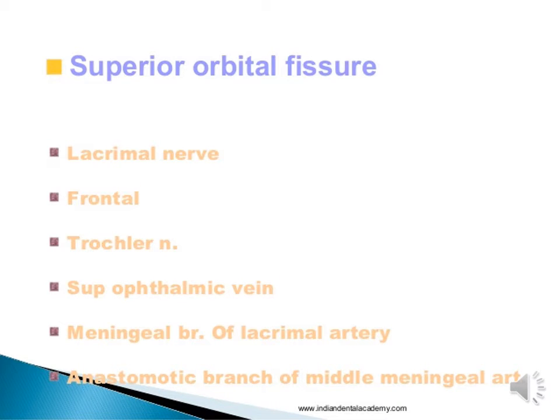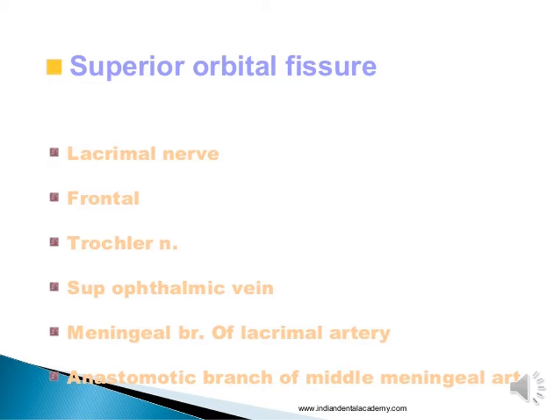We have structures within the middle cranial fossa. We start with the superior orbital fissure, which is located between the lesser wing of the sphenoid bone and the greater wing of the sphenoid bone. It transmits these structures: first, the lacrimal nerve and frontal nerve.